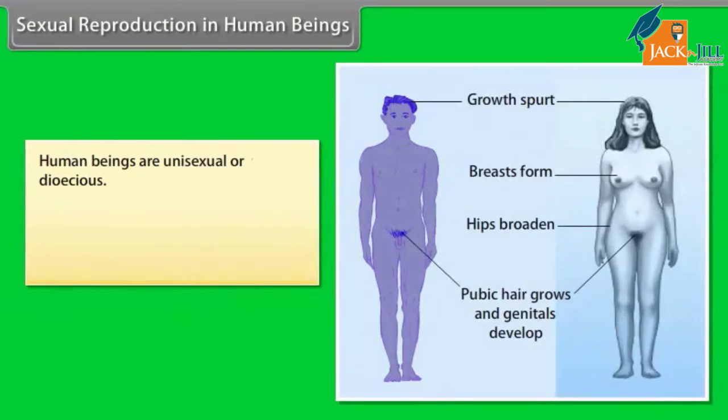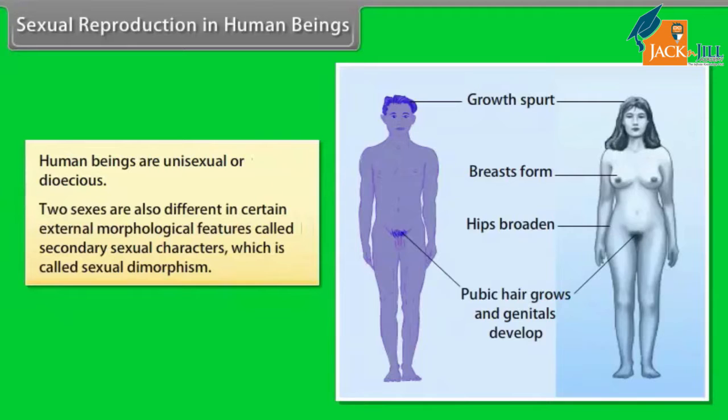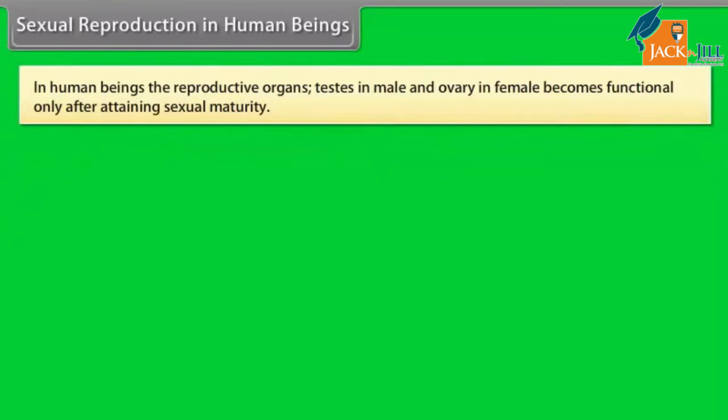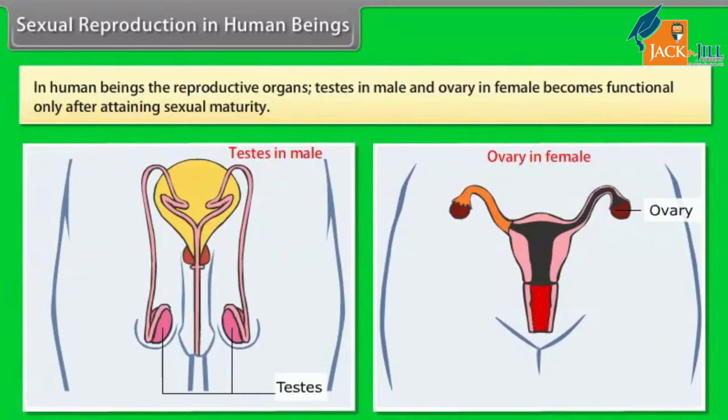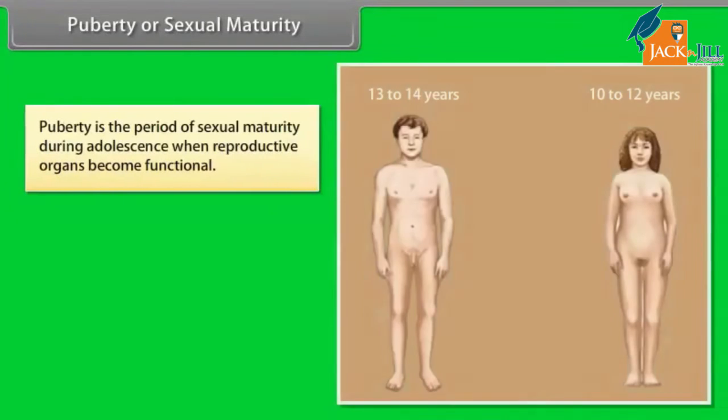Sexual reproduction in human beings. Human beings are unisexual or dioecious. The two sexes are also different in certain external morphological features called secondary sexual characters, which is called sexual dimorphism. In human beings, the reproductive organs, testes in male and ovary in female, become functional only after attaining sexual maturity, puberty. Puberty is the period of sexual maturity during adolescence when reproductive organs become functional.